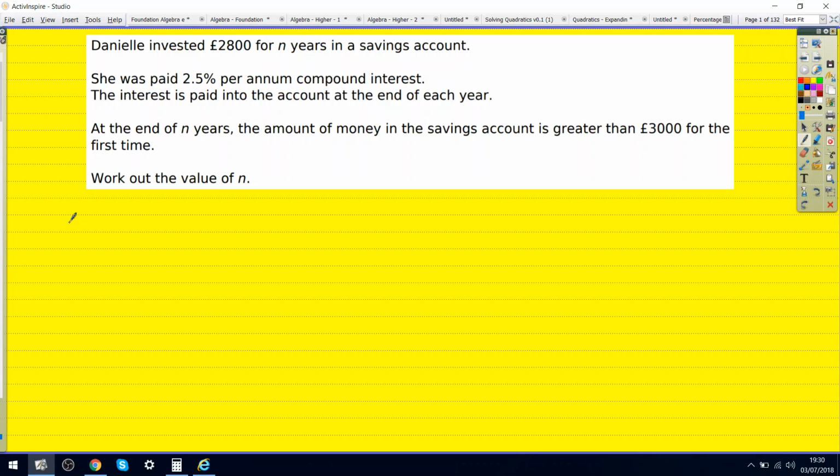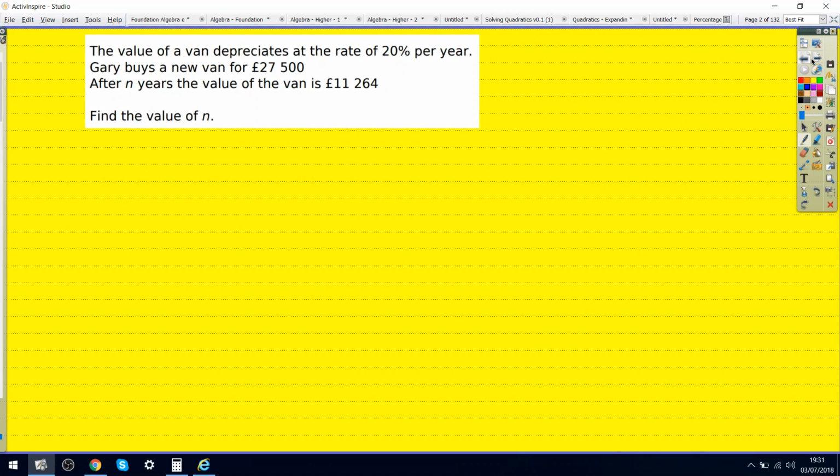Let's see. So 1.025 to the power of 2 gives us 2941. So we'll try to the power of 3. That gives us £3,015.29. Okay. So n is 3. Yeah. Okay.